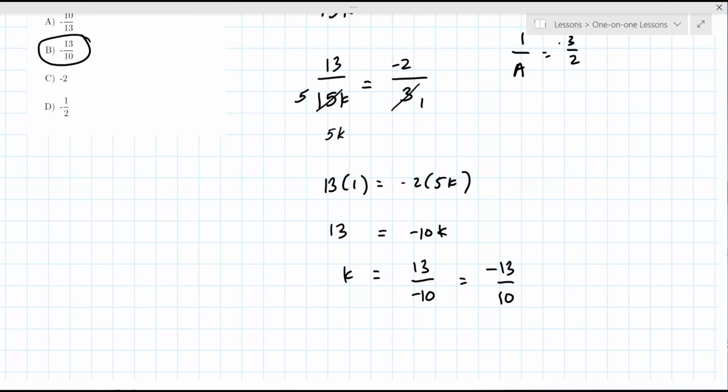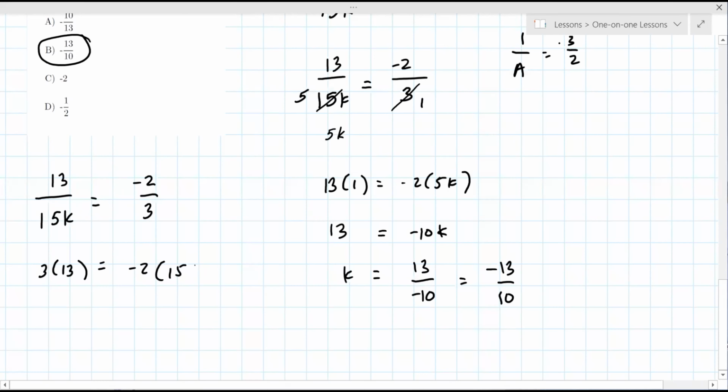I did. So if you were to cross multiply, it'd be 39 over negative 30. Is that what you would get? So, you're saying, okay, I don't want to make those cancellations quite yet. So you're saying I'm going to multiply 3 times 13 and then negative 2 times 15k. So that's 39 equals negative 30k.